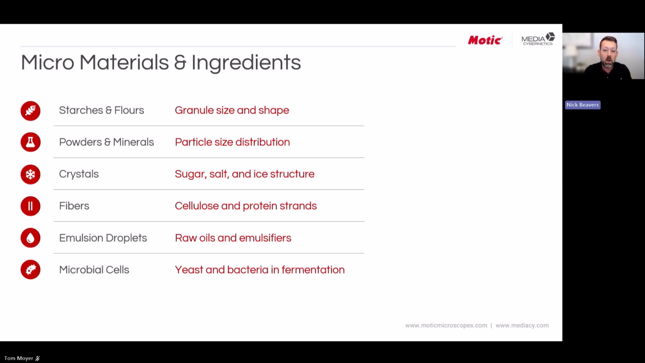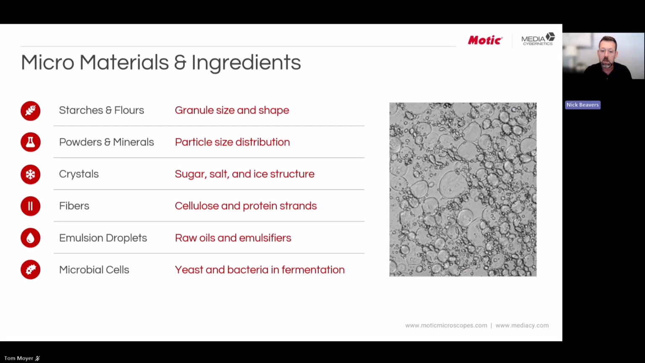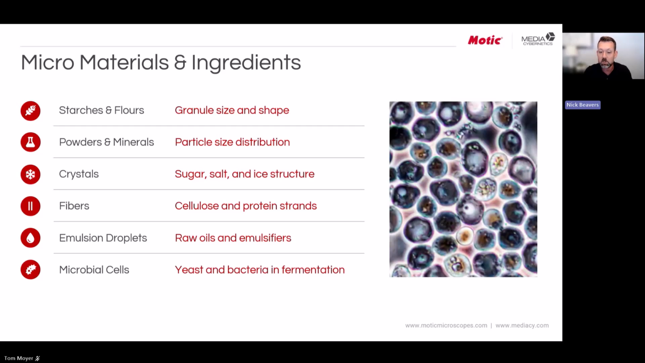Well, first of all, you're probably going to see a lot of granule size and shape. You're going to want to understand particle size distribution. You're going to maybe want to look at different types of crystals, different types of ice structures. You're going to want to look at cellulose, protein strands, oils, emulsifiers, and maybe even yeast and bacteria. And all these things are going to come from, obviously, a wide variety of micromaterials and ingredients.